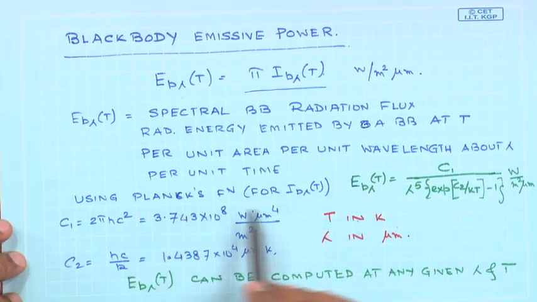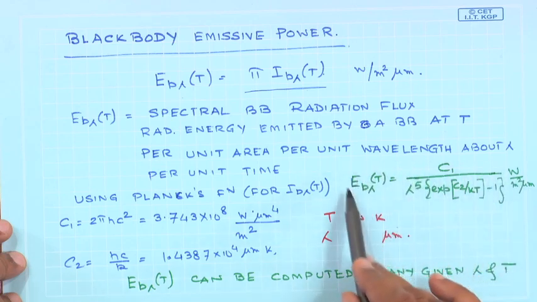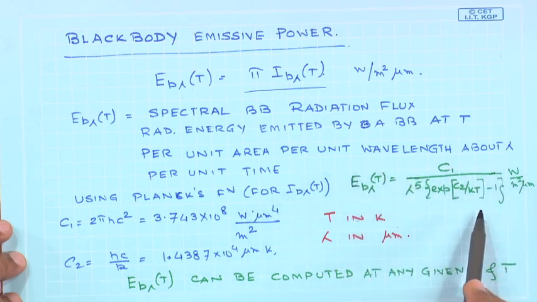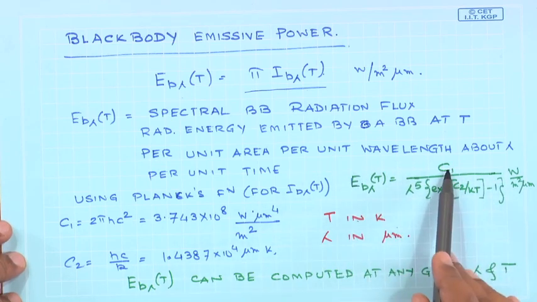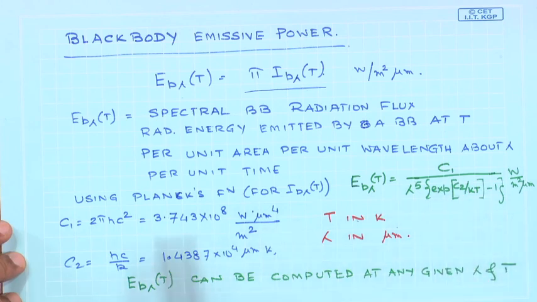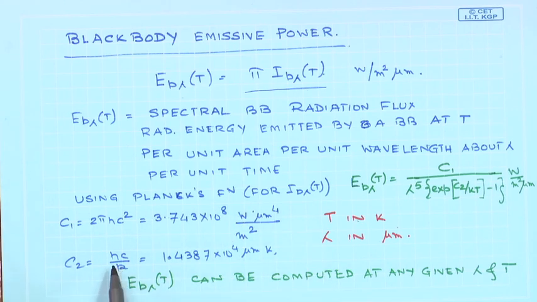So, when you do that, you get this expression for the blackbody radiation flux, and C1 and C2 are constants. C1 is simply twice pi h, where h is Planck's constant, times c squared, c being the velocity of light, and you calculate the value of this constant. Similarly, C2 is h c by k, all of them having the usual meaning. So, this is the value of that constant.